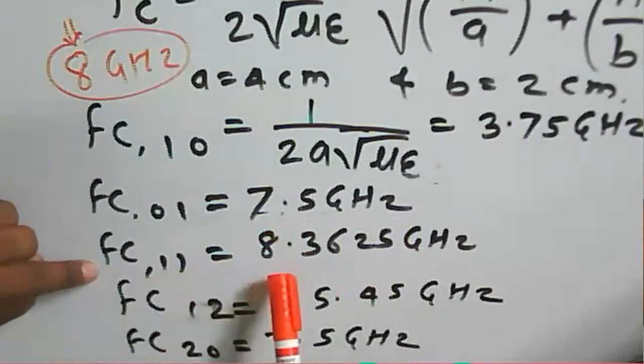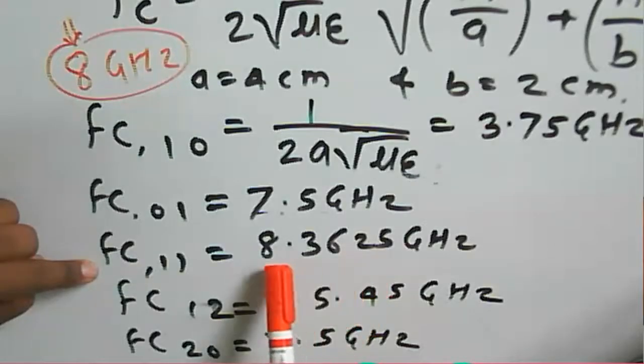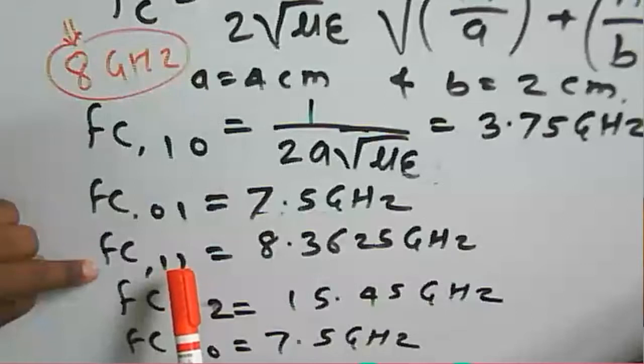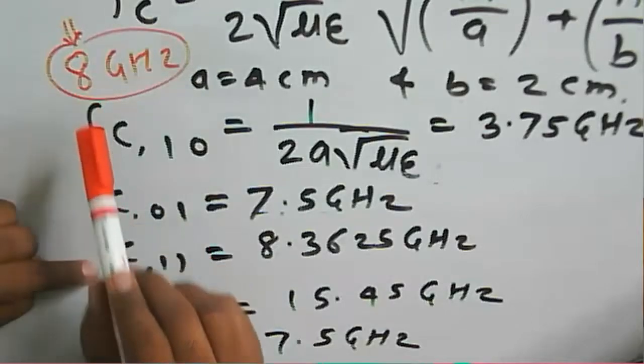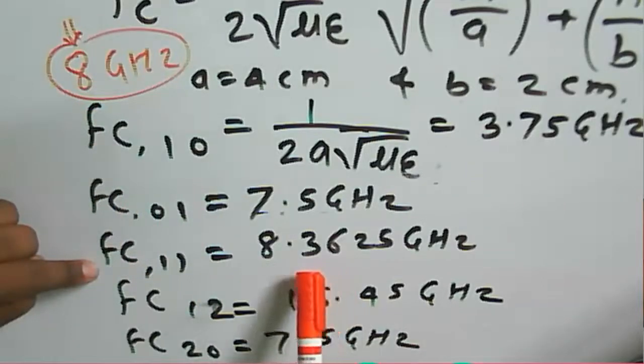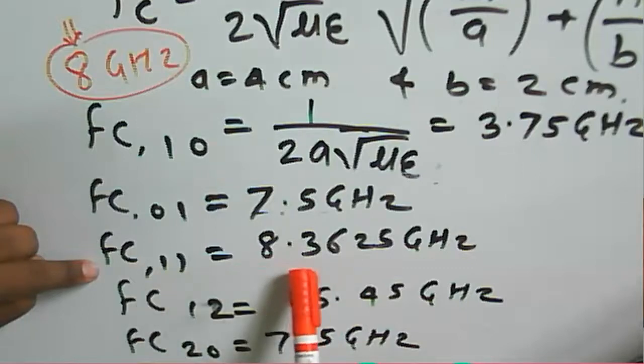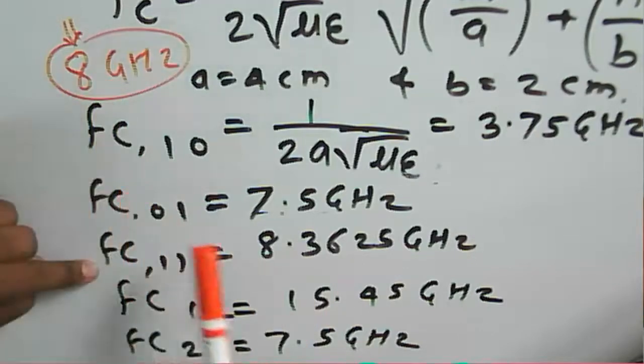Next, FC11. Here it is 8.36 GHz, which is the lowest cutoff frequency propagating in this particular FC11 mode. If our signal frequency is 8 GHz, will that 8 GHz propagate through this? No, because the lowest cutoff frequency passing through the guide is 8.36. So this is discarded, and FC11 does not allow it. FC12, the lowest is 15, so it is not allowed.